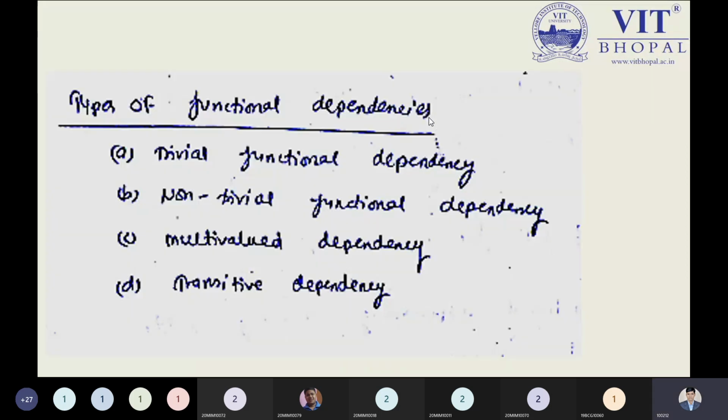As for the topics, we have various types of functional dependencies. First, we have the trivial functional dependency, non-trivial functional dependency, multi-value dependencies, and transitive dependencies. These are the various kinds of dependencies we have to keep in mind while learning or while solving problems. Once again: trivial functional dependency, non-trivial functional dependency, multi-value dependencies, and transitive dependencies. Now, let me start from the first part, the trivial functional dependency.